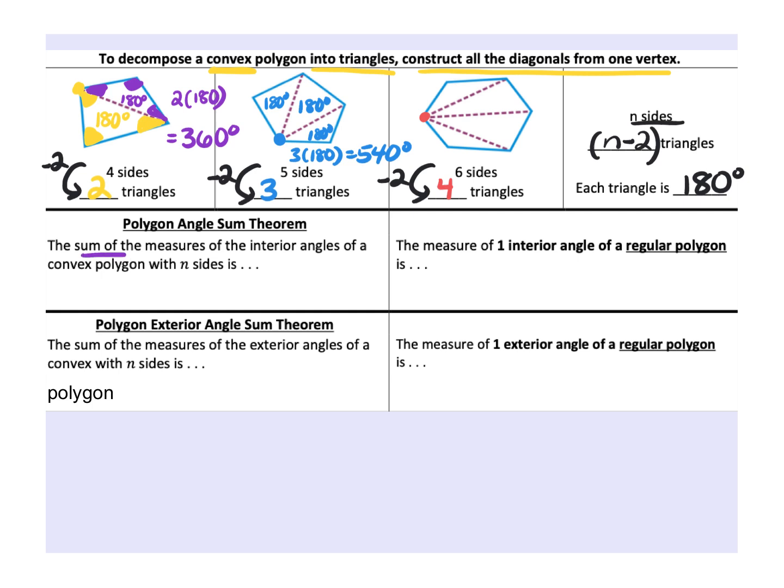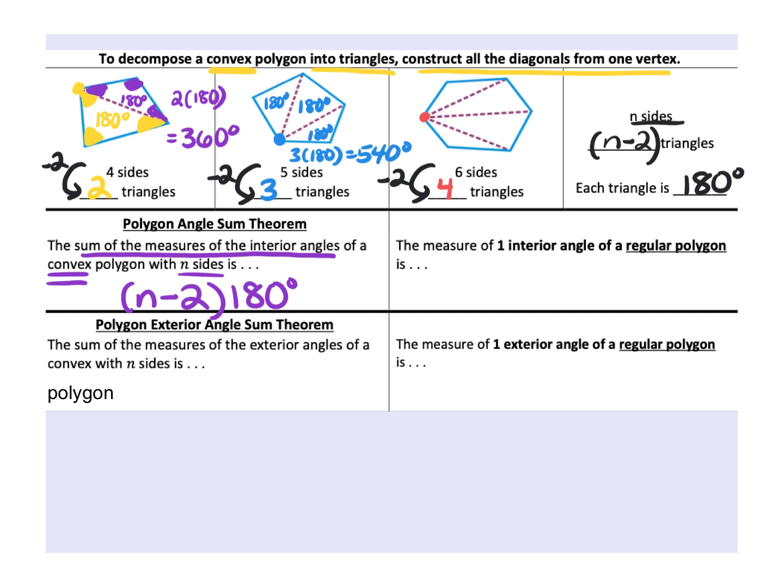The sum of the measures of the interior angles of a convex polygon, so it has to be convex. This doesn't work with concave polygons. In a convex polygon, the total sum of the interior angles is going to be the number of triangles, which is n minus 2, times 180 degrees.